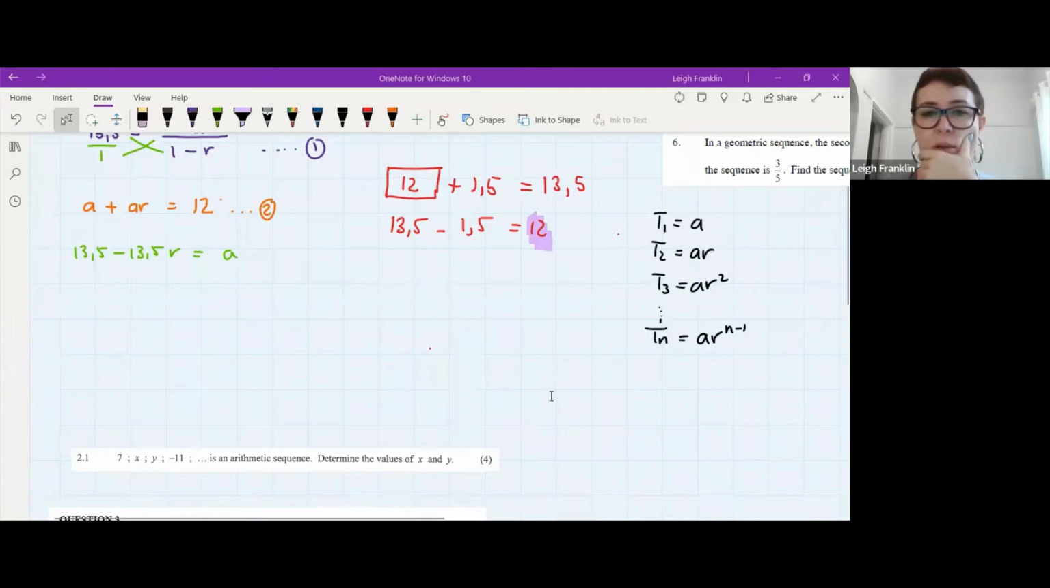Someone else has put their hand up, but I don't know who. Katlego, who's got their hands up? Emily and Timba. Okay, so Emily, go for it. Okay, so what I think we should do is take 13.5 minus 13.5r equals A and put it in equation 2 to solve for r. Okay.